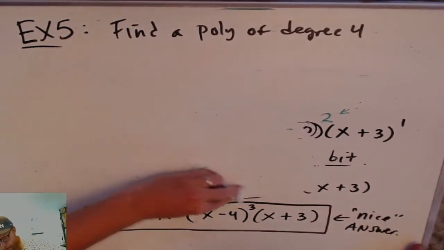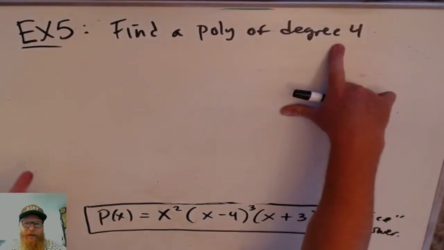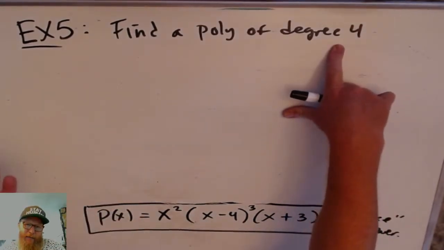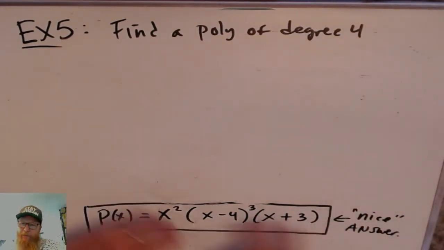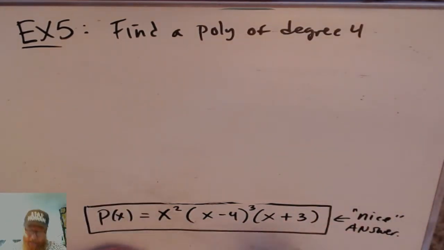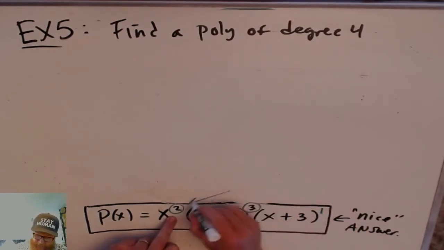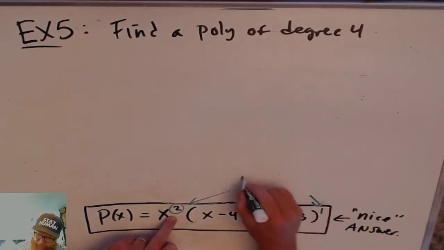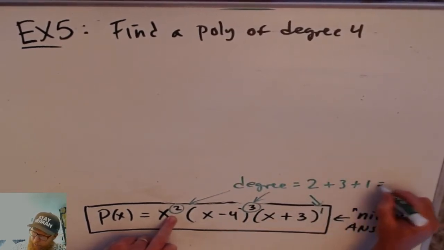Oh, you know what? I didn't mention this before I get too deep into this problem. What did I say about the degree? You should use it to check, right? I know I didn't do that on my last example, but just really quickly before I erase this beautiful answer here. Look at the degree. All right. It's 2 plus 3 plus 1, which is 6.